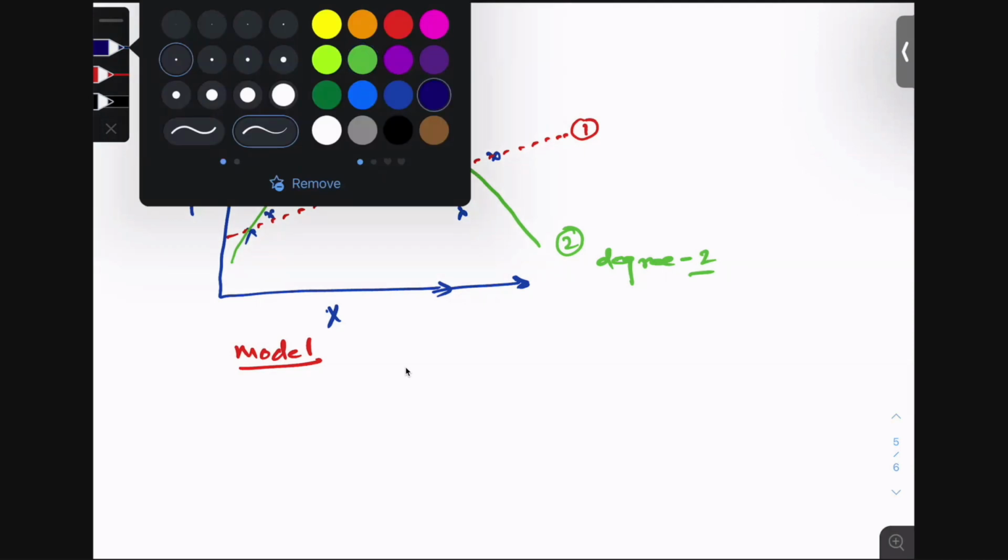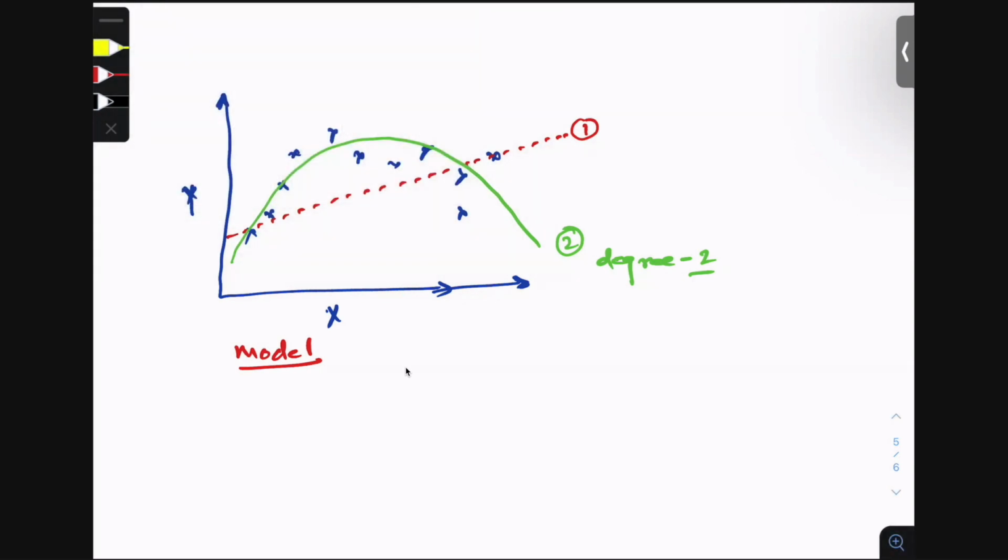I'll select another color, probably yellow. This time I try to fit all the points of the data, so I did something like this, and this is my third. This is a degree of n, maybe n is greater than 5 or something. To fit this data, it looks like it has to be a higher degree polynomial.